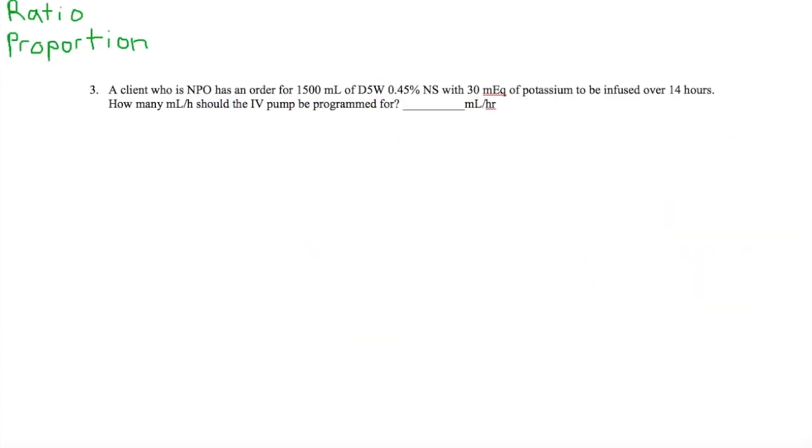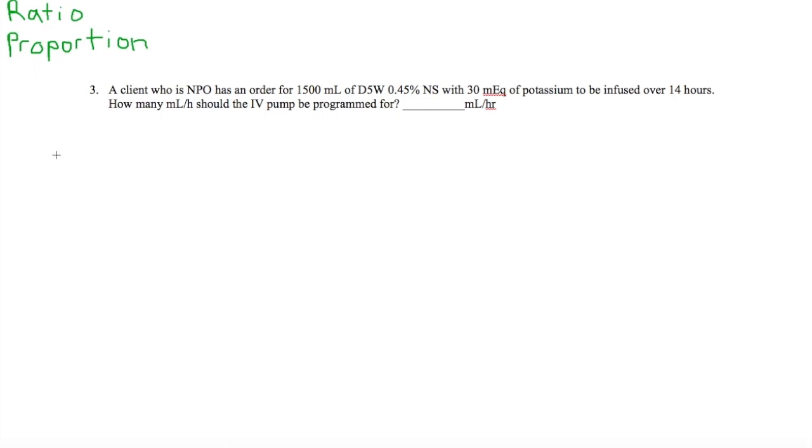In this problem, we have a client who is NPO with an order for 1,500 mils of D5W 0.45% normal saline with 30 mil equivalents of potassium to be infused over 14 hours. How many mils per hour should the IV pump be programmed for? This would be a good place to pause if you would like to try and solve this problem on your own before I work it out.